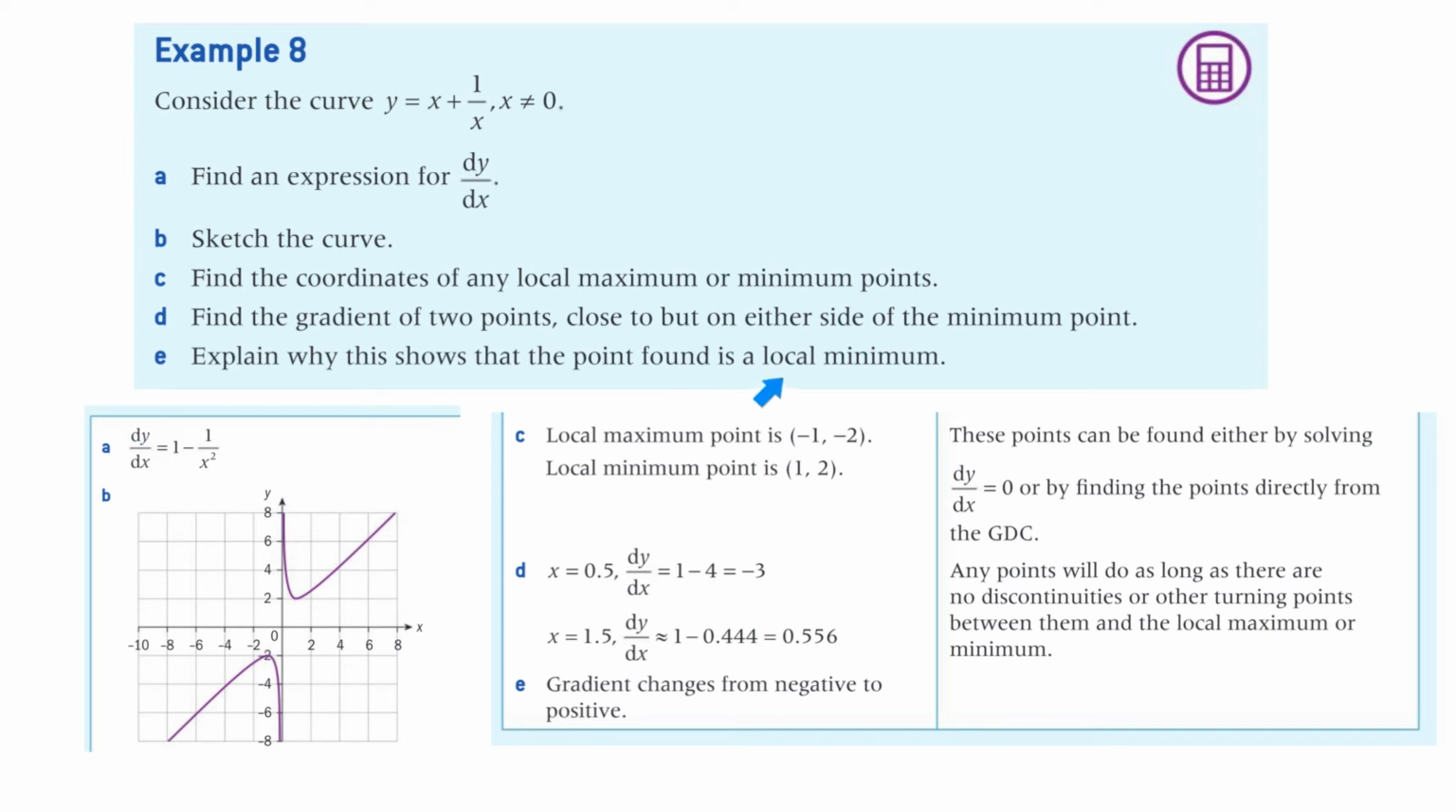Explain why this shows that the point found is the local minimum. Well, the gradient changes from negative to positive. Here it's negative, and it shows us as negative. We've got a negative number. And then once it goes past this stationary point, it's then positive, so that indicates a minimum point.